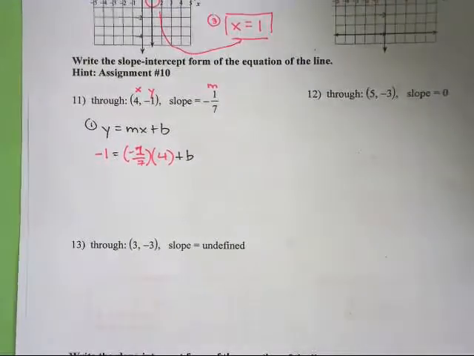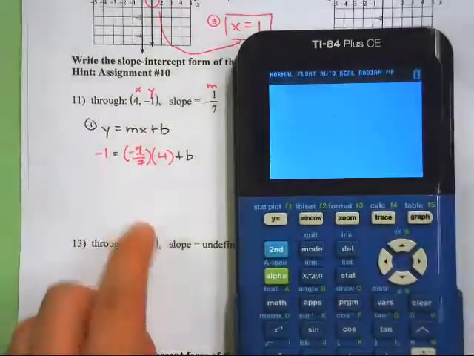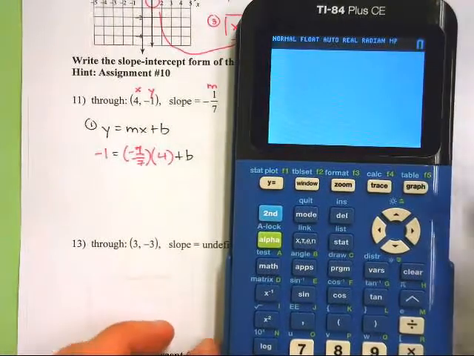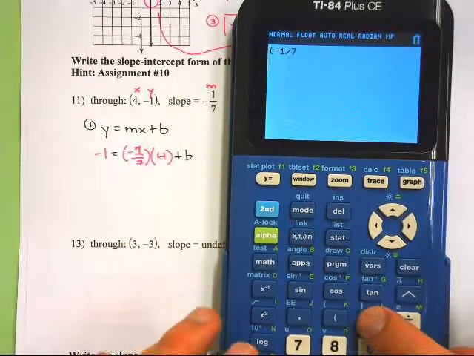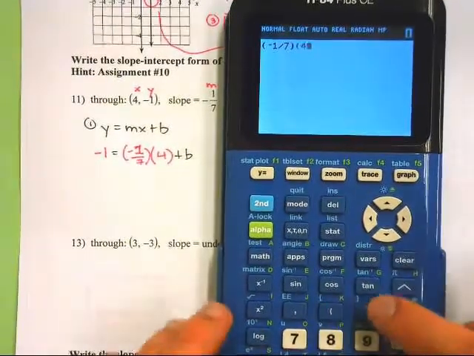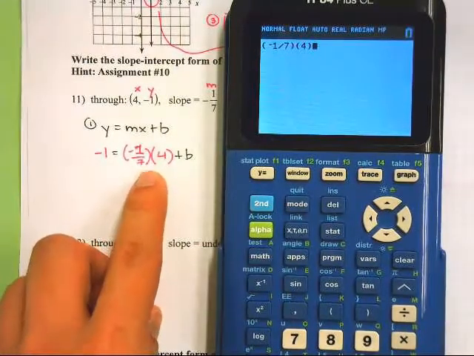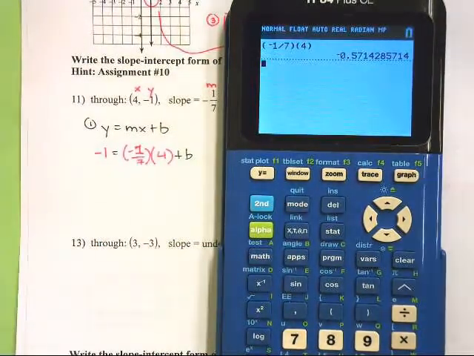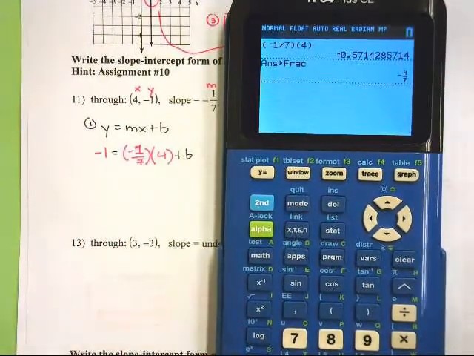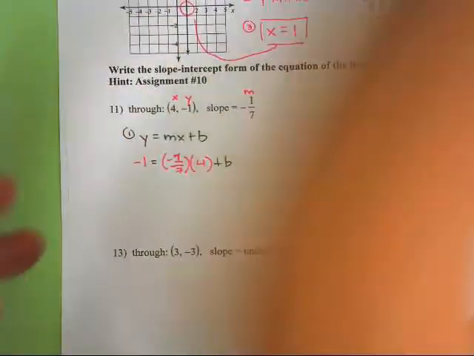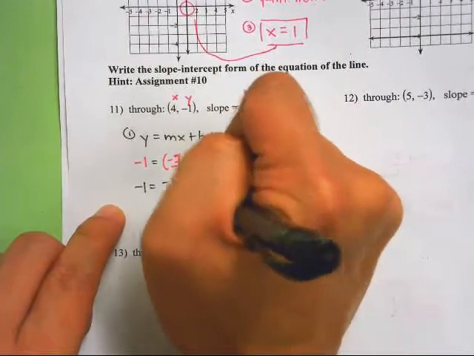I'm going to do this one with calculator and maybe the next one's without calculator. For those who are not, again, really well with the fractions, go ahead and use the calculator. Left parentheses, -1 divided by 7, close parentheses, open it back up with the 4. You type it in as what you see. If you hit enter, how do you change this back into a fraction again? Math, enter, enter. Okay, so -4 over 7. -1 equals -4 over 7 plus b.